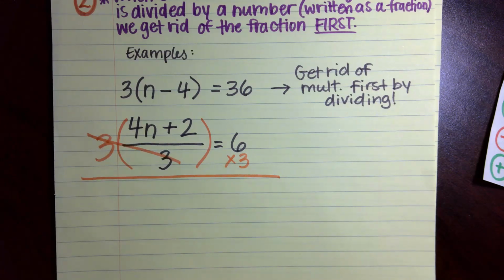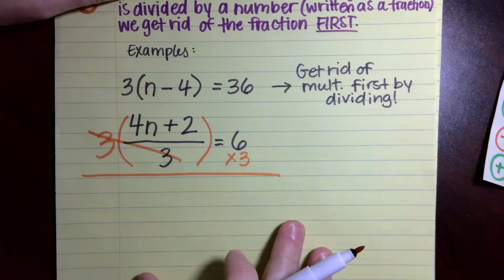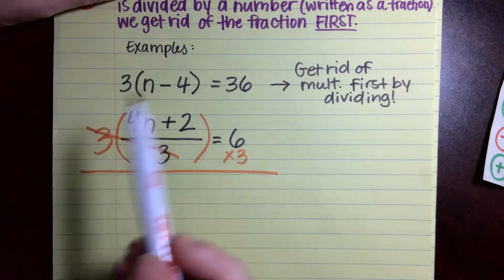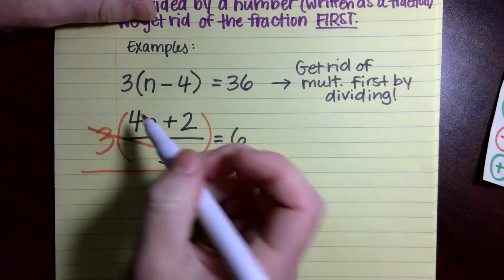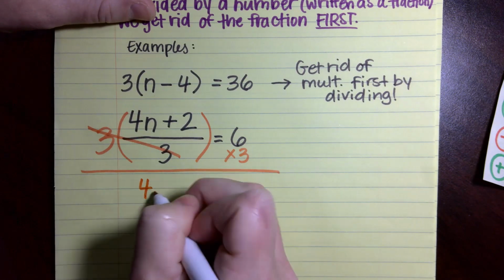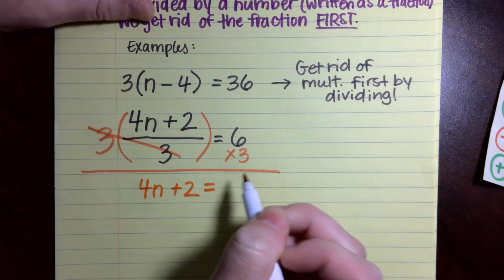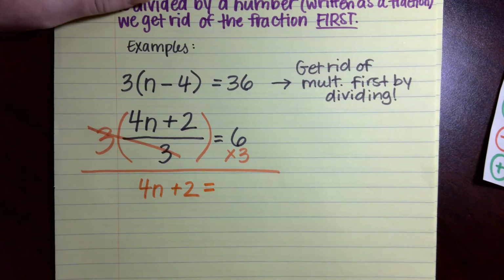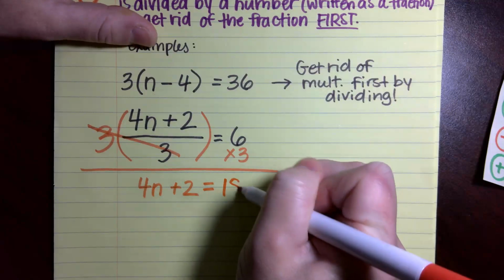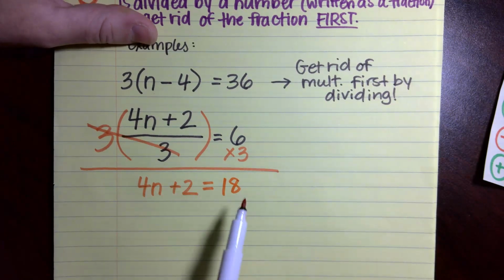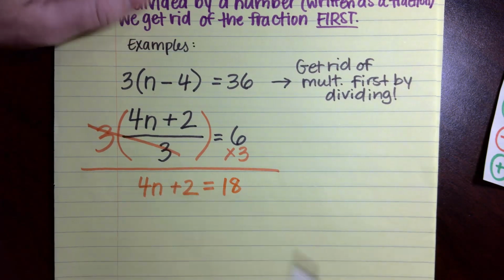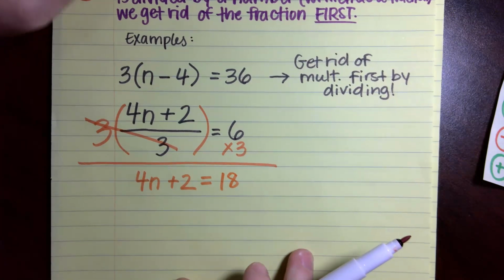Now what would we do? You're going to bring it down. Yeah, we just bring down what's left, which on this side is 4 times n plus 2 equals, and then what? 18. Yeah, 6 times 3 is 18. And this looks like something we've done before, right? Because it is. So let's solve the rest of this one.